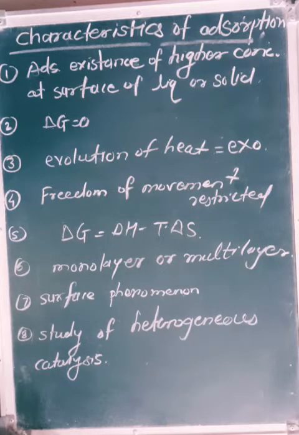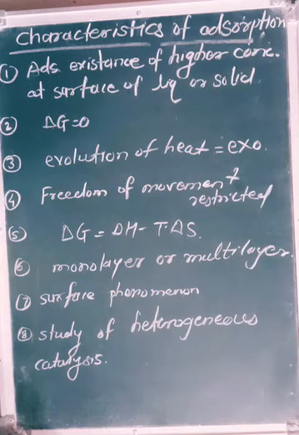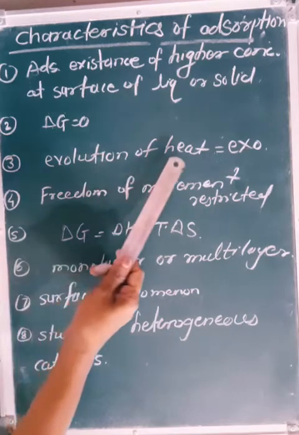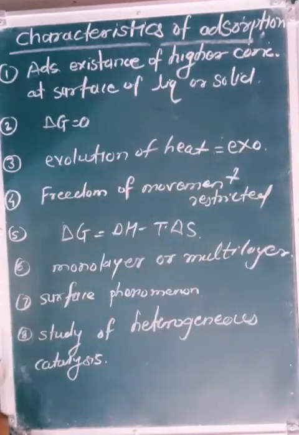Number 2, adsorption is a decrease in free energy of the system. When delta G is equal to 0, adsorption equilibrium is said to be established. Then the free energy should be 0. Then number 3, adsorption takes place with evolution of heat. Of course, the reaction should be exothermic.